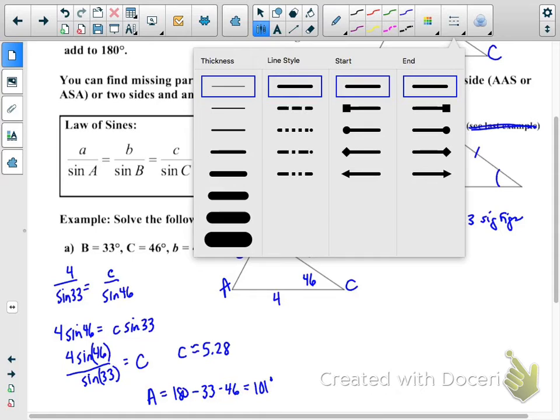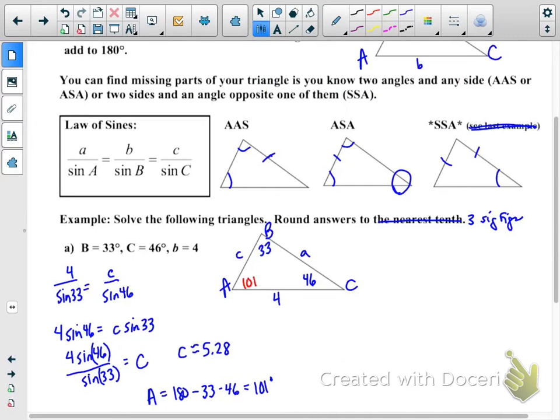I'm going to label that over here in red, so I know that we didn't start off with that. Now, when I do my ratio here to find little letter A, use the 33 and the 4 again because those were exact values. C was rounded. I could use it if I needed to, but I don't need to. I can use B again. It's not like a word bank or something where once you've used it, you can't use it again. So 4 over the sine of 33 is going to be A over the sine of 101.